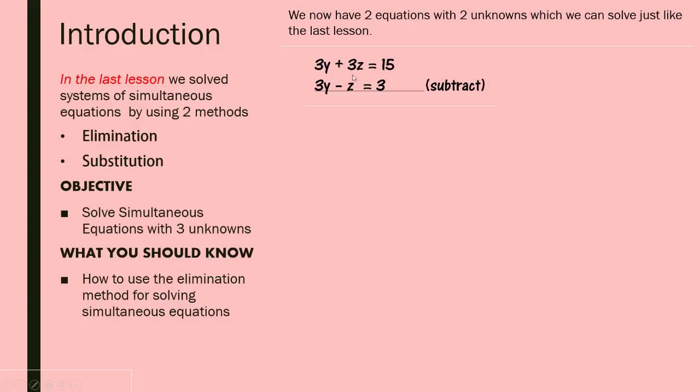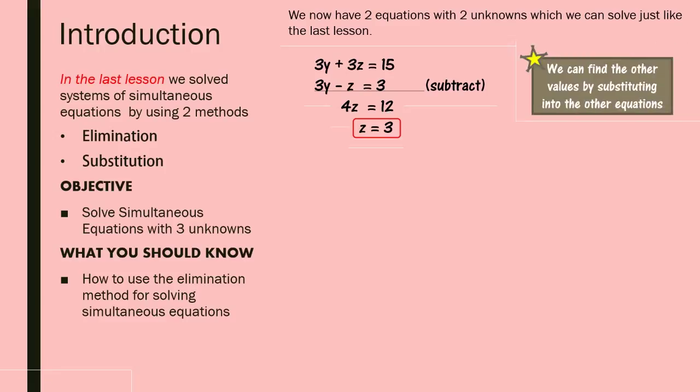So with 3y plus 3z equals 15, 3y minus z equals 3. Well, they're already the same coefficient, same number. They're both the same sign. We're going to subtract again. 3y minus 3y is nothing. 3z minus z is 4z. And 15 minus 3 is 12. 4z equals 12. So z is equal to 3. And that's our first value that we found out.